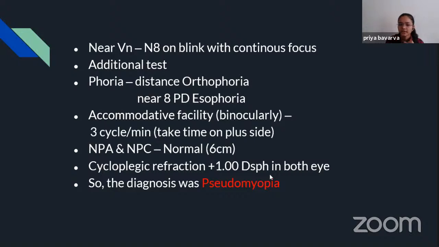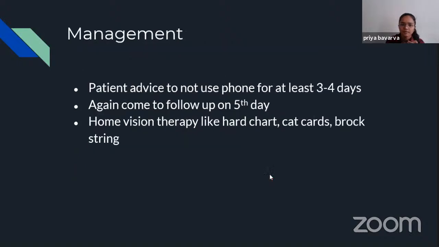After performing all these tests, the examiner confirms the diagnosis: this is a pseudomyopic patient. The examiner advises the patient not to use the phone for at least 3 to 4 days, and to follow up after 5 weeks, and we give home vision therapy like the HART chart, Hart cards and Brock strings.